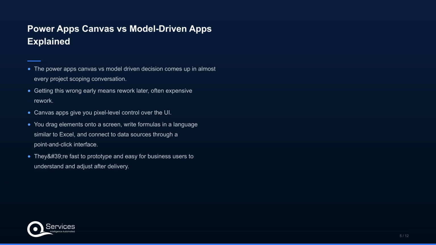Canvas apps give you pixel-level control over the UI. You drag elements onto a screen, write formulas in a language similar to Excel, and connect to data sources through a point-and-click interface. They're fast to prototype and easy for business users to understand and adjust after delivery.